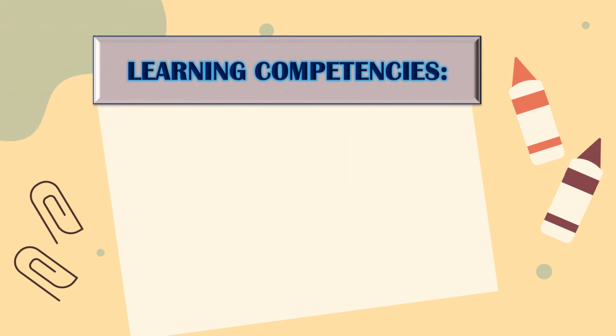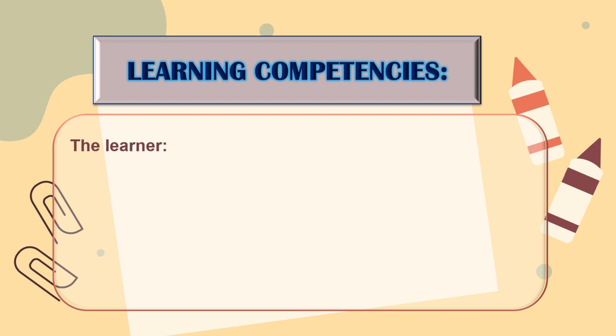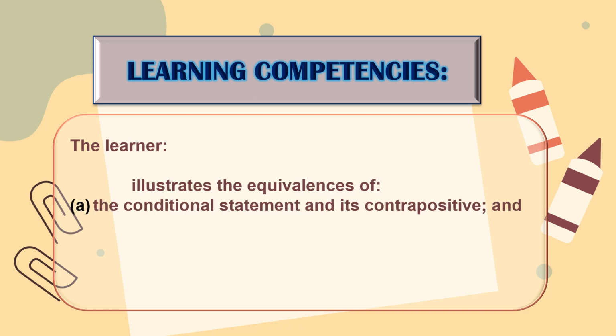So for this video lesson, the learning competencies will be: the learner illustrates the equivalences of A. The conditional statement and its contrapositive, and B. The converse and inverse of a statement.